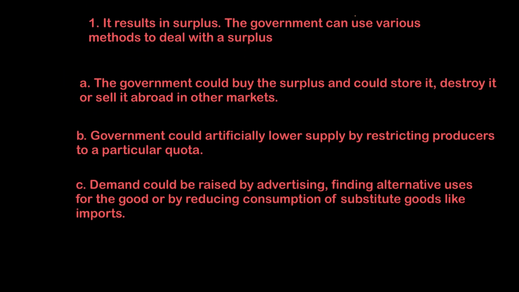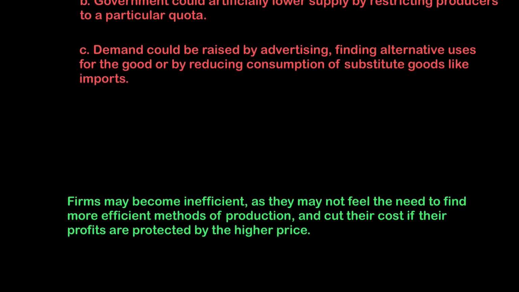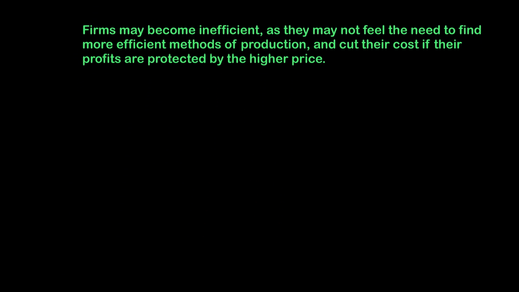Now let's talk about the downside of it from the firm's perspective when they are getting the minimum price for too long. Firms, one may argue, can become inefficient as they may not feel the need to find efficient methods because they are protected with a comfortable minimum price, and as a result they may not cut their costs because the margins are strong, and that could become a problem because now we have inefficiency in farmers or in producers who are protected by a guaranteed price.